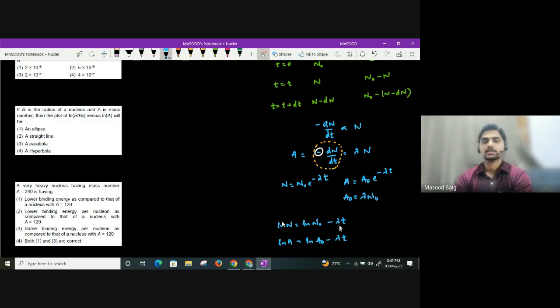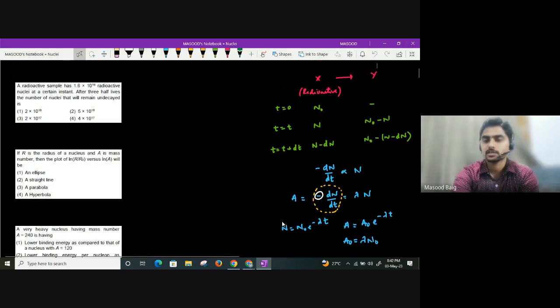The time in which half of the nuclei get disintegrated is called half-life. The time in which 63% get disintegrated is called mean life or average life. Is that clear, all of you? This is basically radioactive disintegration.